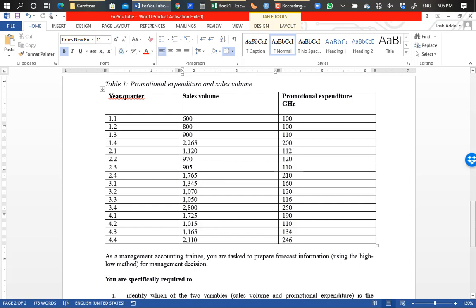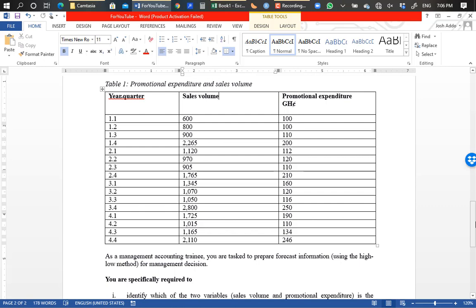The values that we record of sales volume will be determined from how much promotional activities we do, and therefore how much promotional expenditure we incur. That's how you do the determination. Sales volume is the dependent variable. Promotional expenditure is the independent variable. Alright.